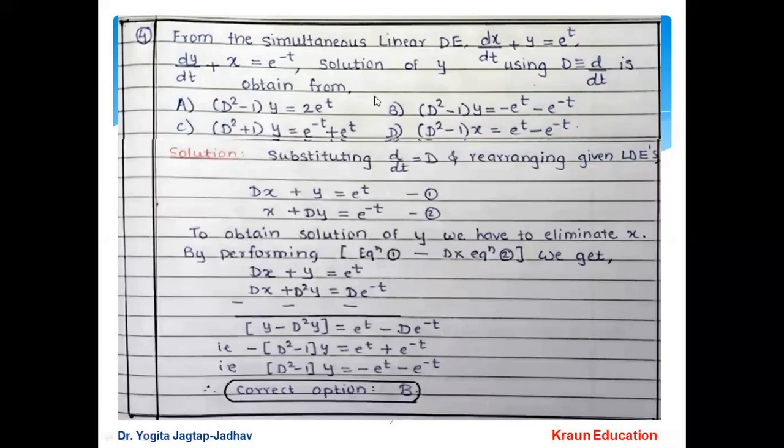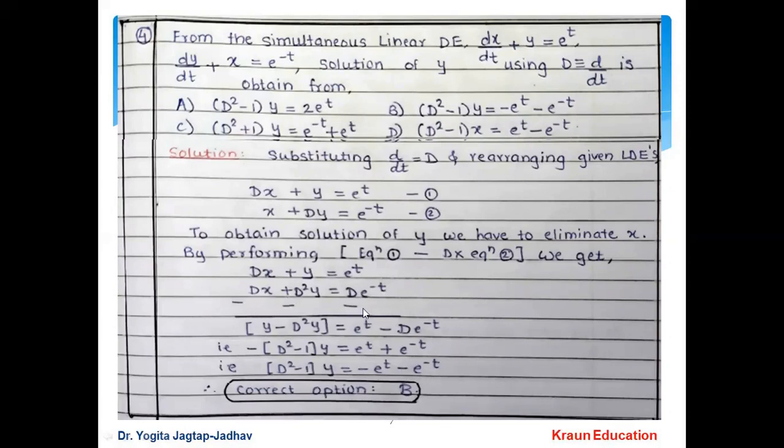Now here again, we want to find the solution of y. That means we have to eliminate the x variable. Therefore, concentrate on the coefficient of x. To obtain the solution of y, we have to perform equation number 1 minus D multiplied with equation number 2. While multiplying equation number 2 by D, we have this equation as Dx plus D²y equal to D of e^(-t). You know, the derivative of e^(-t) is what? Minus e^(-t).